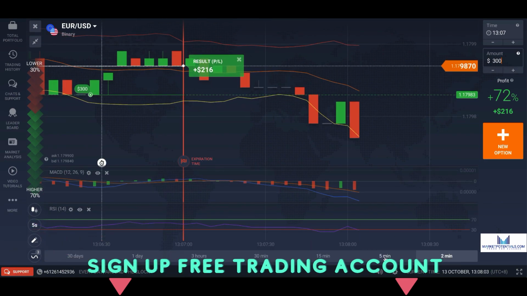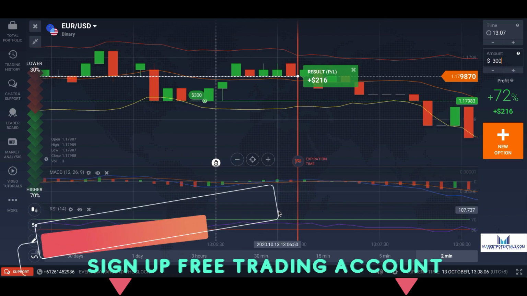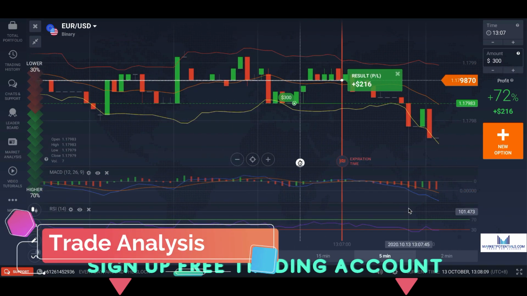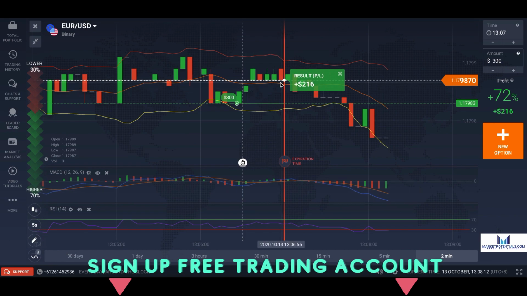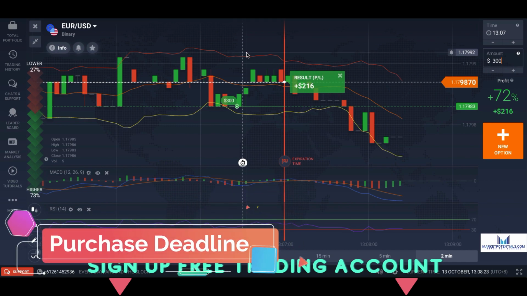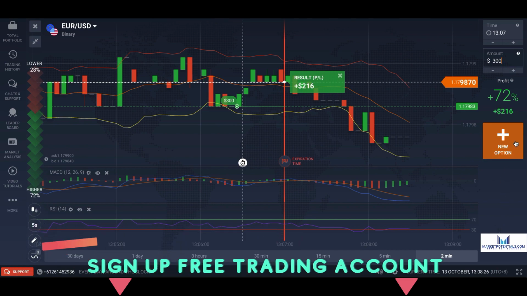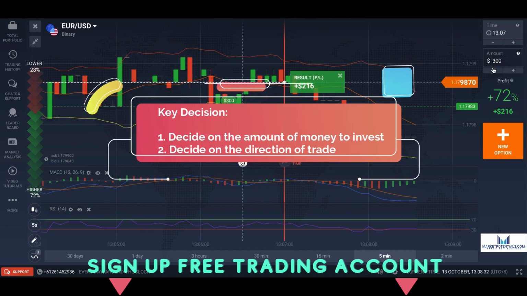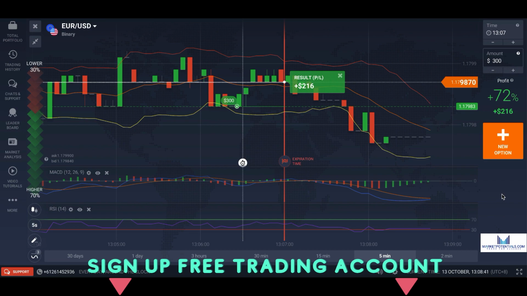So let's do a quick analysis of the trade, guys. Right, so I came into the trade right here, as you saw. Like I said, the white line is the purchase deadline. So purchase deadline meaning you got to make a decision either the chart is going to go upwards or downwards, and select the button. So the only decision I made was 2 decisions in this trade. Number 1, I decided on the amount to invest on this trade. Number 2, I had to select, was it going to go higher or lower, and that was it. I did not have to make any other decision to make this trade, as you saw.